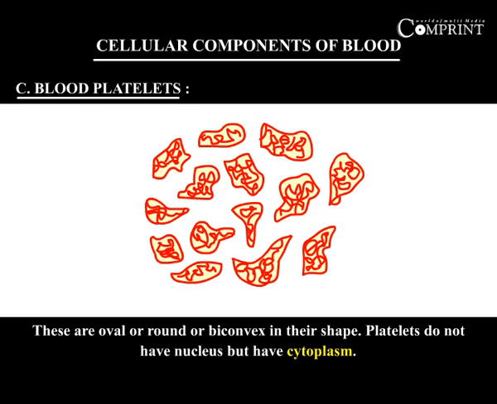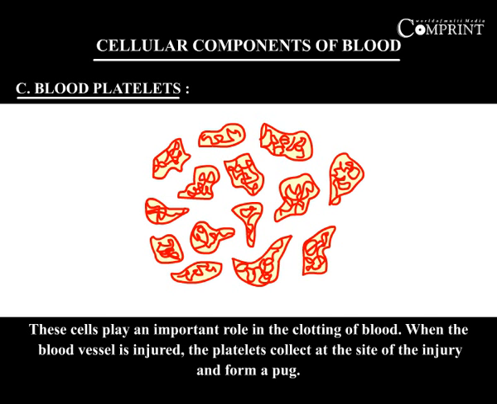Blood platelets. These are oval or round or biconvex in shape. Platelets do not have a nucleus but have cytoplasm. These cells play an important role in the clotting of blood.